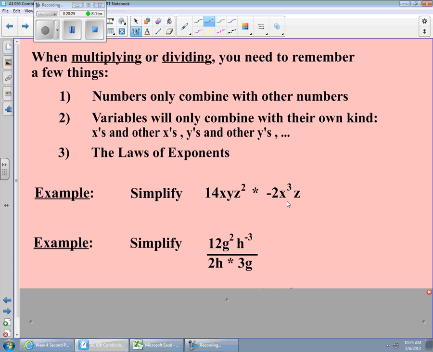All right, first thing, coefficients. Numbers want to combine with other numbers. In the numerator, we got a 12. In the denominator, we got a 2. So we have 12 divided by 2. What is this? 6. Okay, so I'd write down a 6.